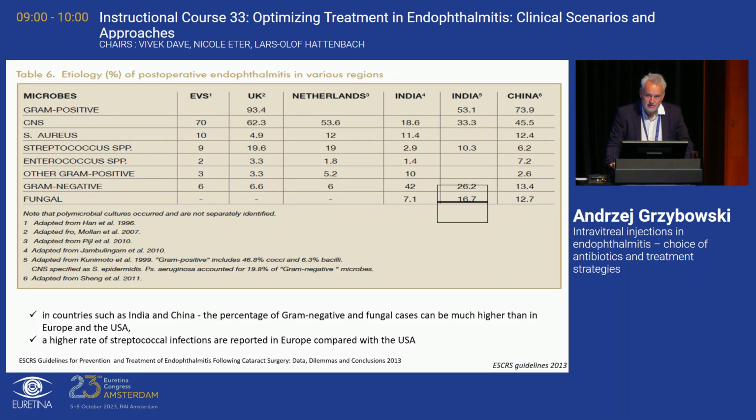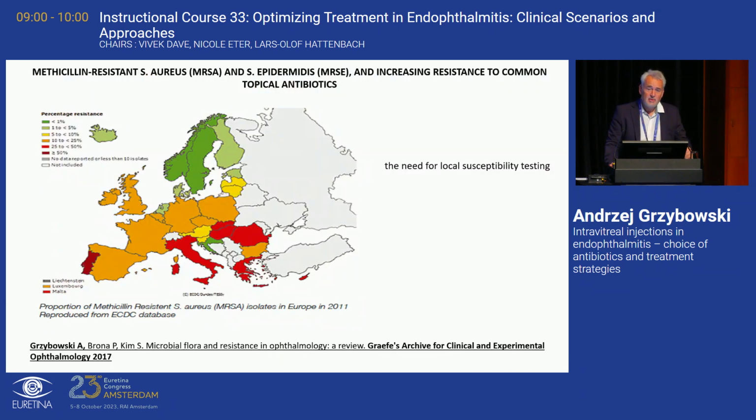Another factor that is important is that we know that the etiology is different in various regions. For example, in countries such as India and China, the percentage of gram-negative and fungal cases can be much higher than in Europe and the US. And there is a higher rate of streptococcal infections reported in Europe, for example, compared with the US. And to make things even more complicated, we know that because of the increasing role of resistance, the pattern of resistance is different in different countries.